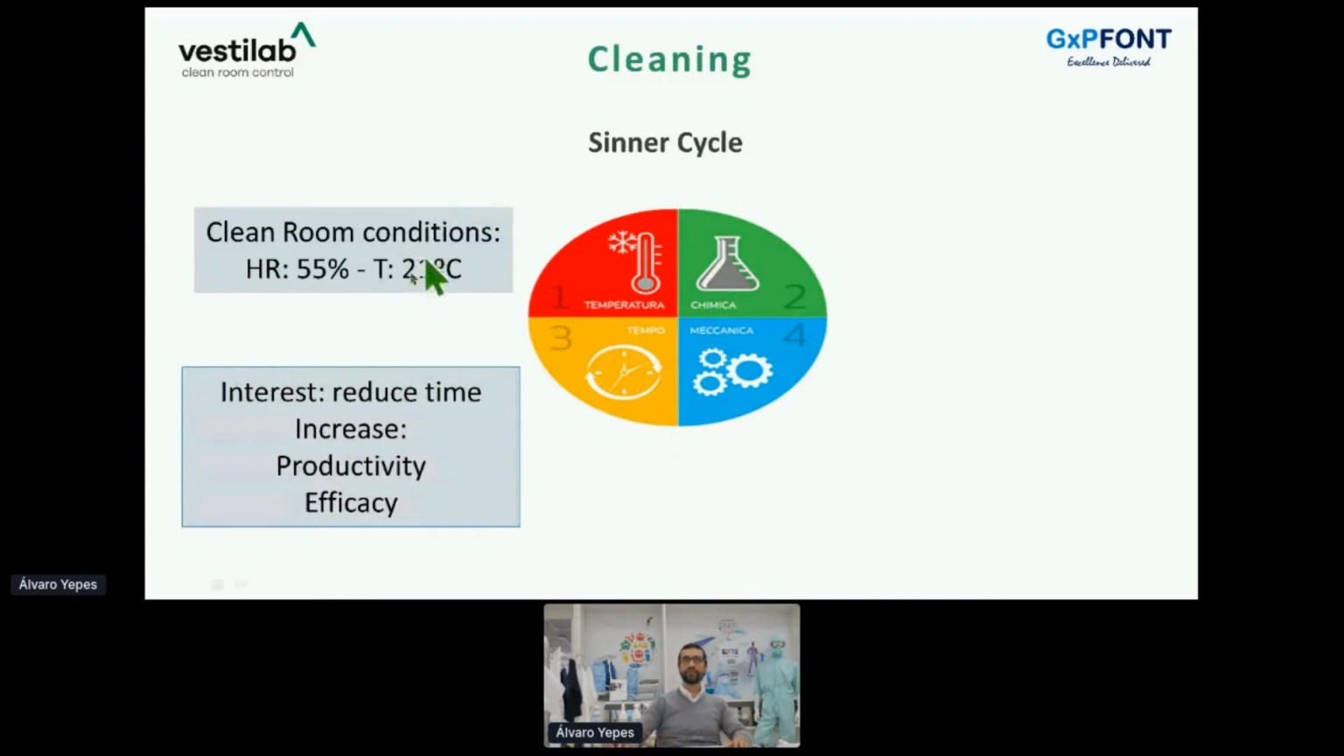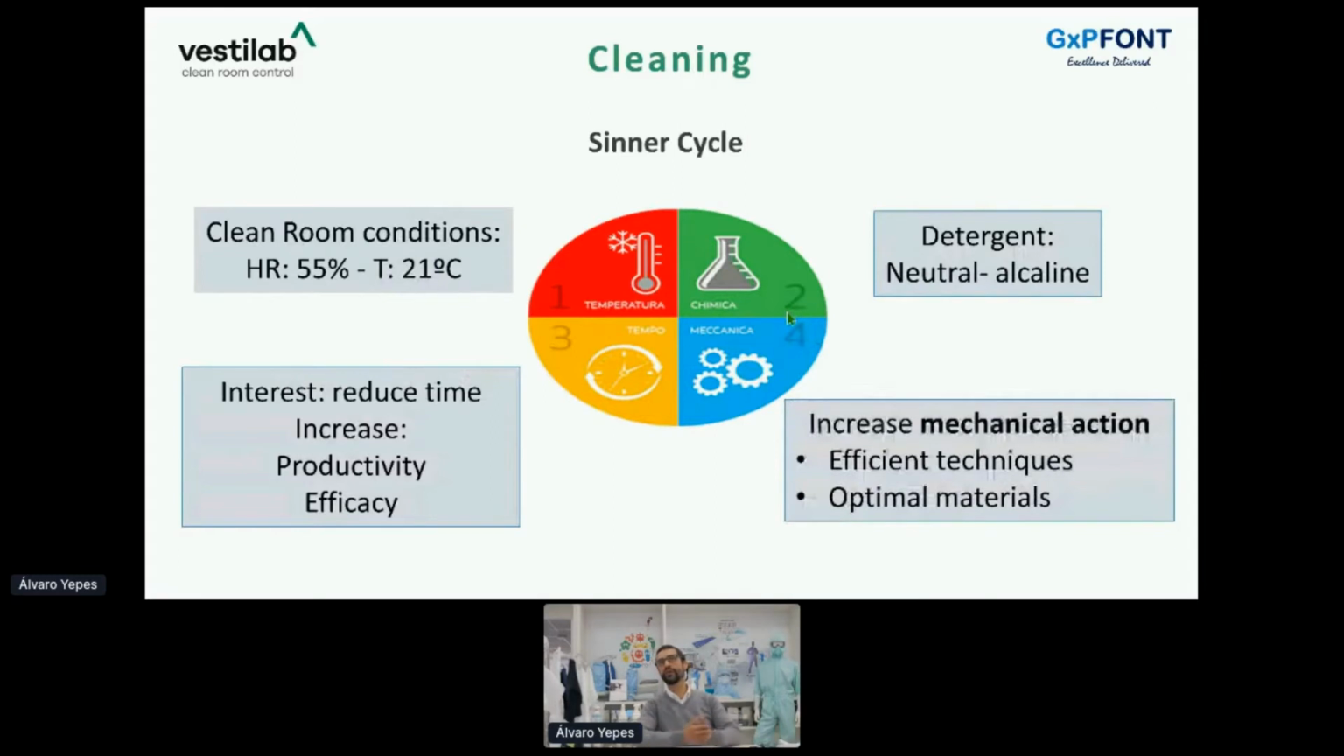So if we want to keep this area of the circle as small as possible, we need to play both with chemical and mechanical action. The chemical action comes with a detergent or anything that has a detersive action, capable of dispersing dirt or dissolving it. And finally, mechanical action is basically the tools and the operator's effort.